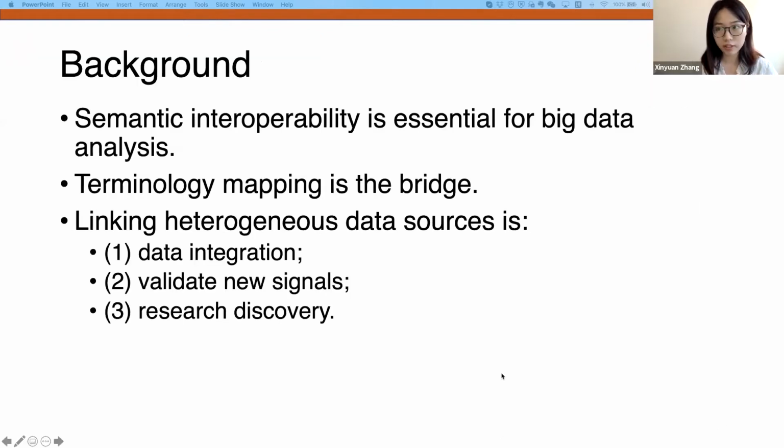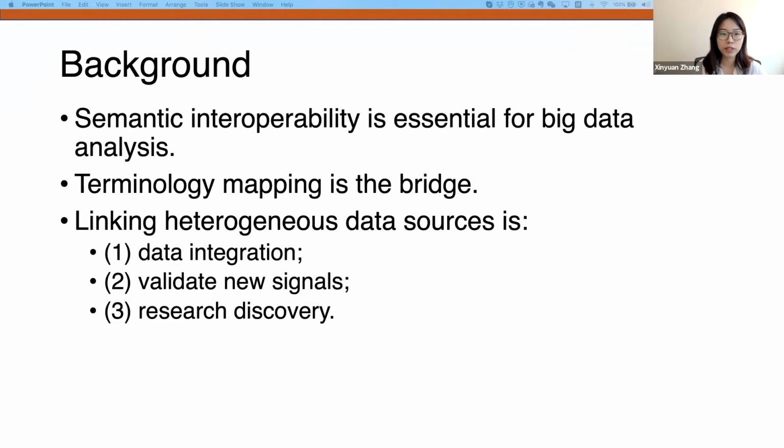So what's the motivation? We're really trying to solve the problem of semantic interoperability, which is really essential for big data analysis. We believe that terminology mapping is the bridge, and it can serve three purposes. First, it can help with data integration to create large-scale data sets that link data compiled in different terminologies. Second, it can help with cross-validation, to validate new signals detected from one data source with other data sources.